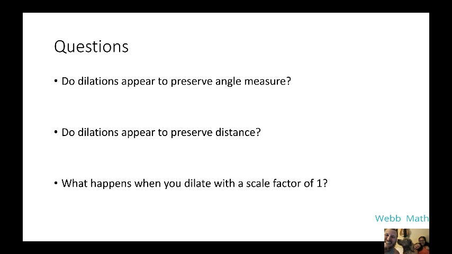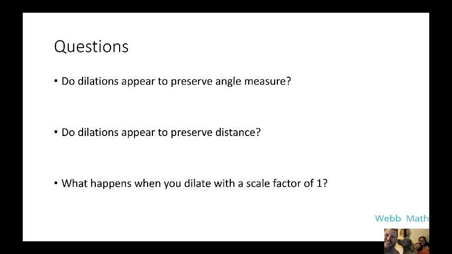All right, here are some questions for you. I want you to, when you turn in this assignment on Haiku, just answer it and turn it in. Do dilations appear to preserve angle measurements? So remember my example 1. Okay, do they or do they not? Second question, do dilations appear to preserve distance? Do the distances stay the same or do they change? All right, and that comes along with, does it get bigger, smaller, that kind of question.